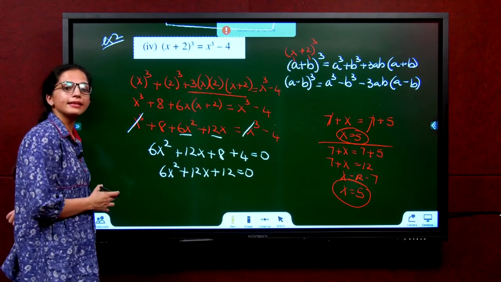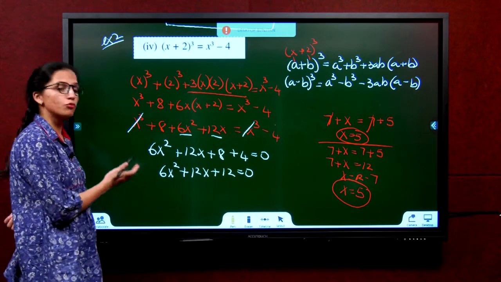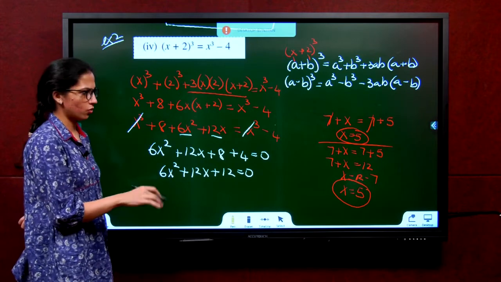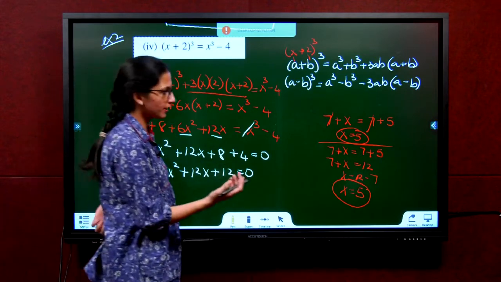Is this a quadratic equation? Yes. But is this the most simplified form? No. What is simplified form? What do you mean by that?